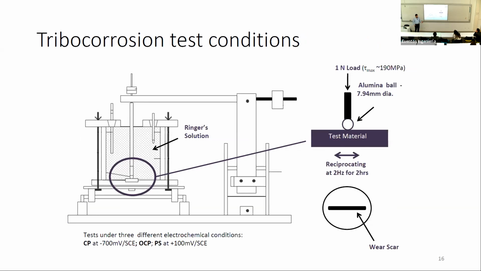We carried out the tribocorrosion testing. We used the counterface alumina ball. We did reciprocating for 2 hours at a frequency of 2 Hertz in a Ringer's solution. The load was selected to be 1 Newton, which will be somewhat less than the load required to cause plastic deformation of the substrate. We don't want to plastically deform the material. We want to wear tribocorrosion test the surface, okay?